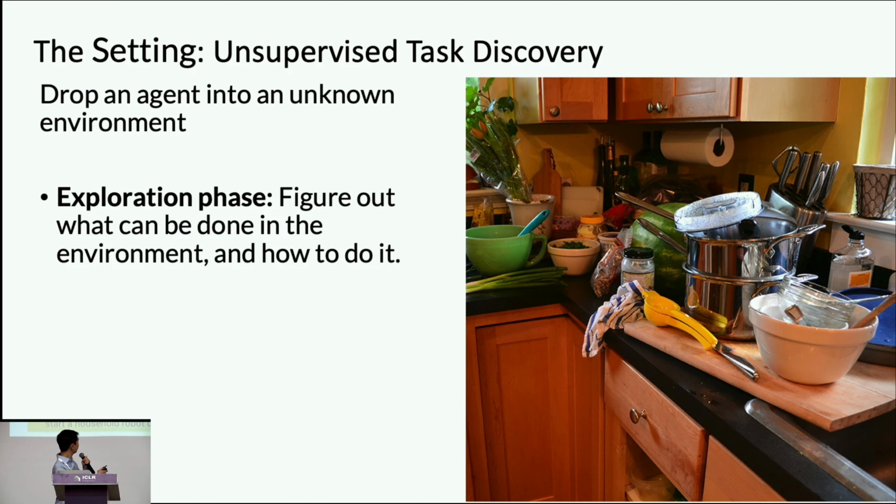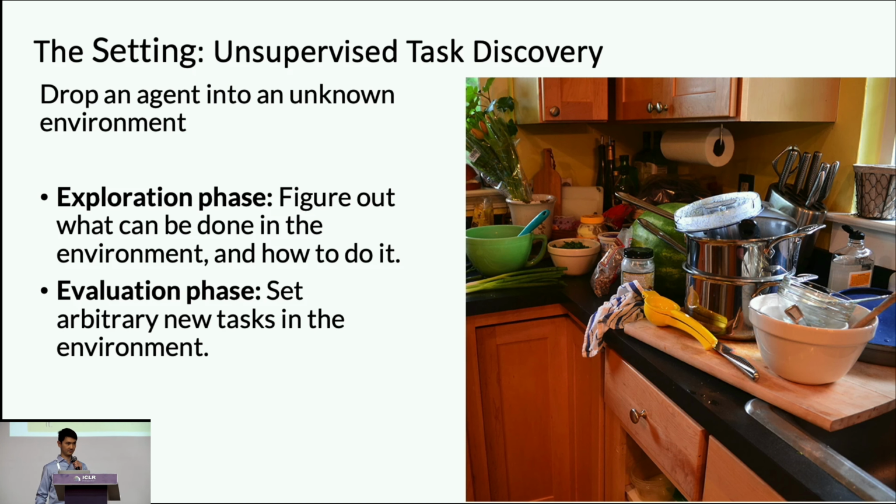In the exploration phase, we figure out what can be done in the environment and how to do it. Then in the evaluation phase, we set arbitrary new tasks in the environment. So maybe we let the robot run for a day and it's going to play with the kitchen utensils or open some drawers and in general figure out the affordances of the environment in the exploration phase.